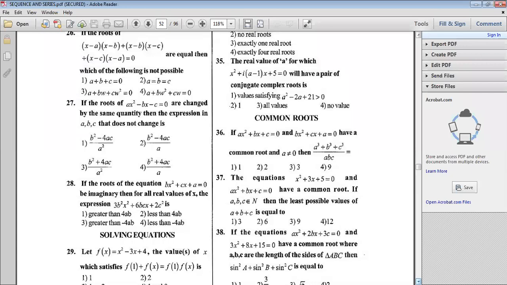Then the roots of the equation 3b square x square plus 6bcx plus 2c square. So how are the roots of that equation? Just observe this.